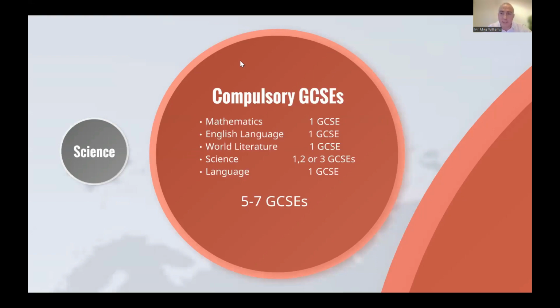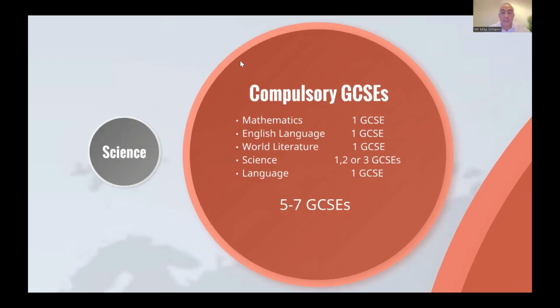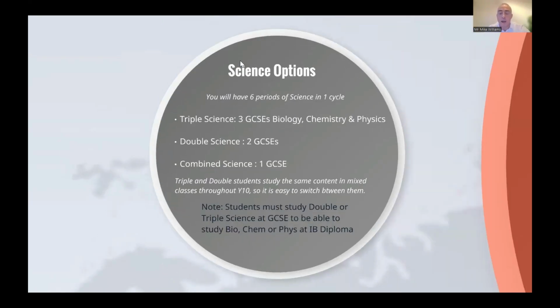You can do 1, 2, or 3 GCSEs, and languages, 1 GCSE. There's a possibility of doing 2 GCSEs as well. So you can see there that's between 5 and 7 GCSEs, depending on what science you choose to do. They are compulsory. There's no option in choosing apart from whether to choose 1, 2, or 3 science GCSEs. So I'll take you through that now.